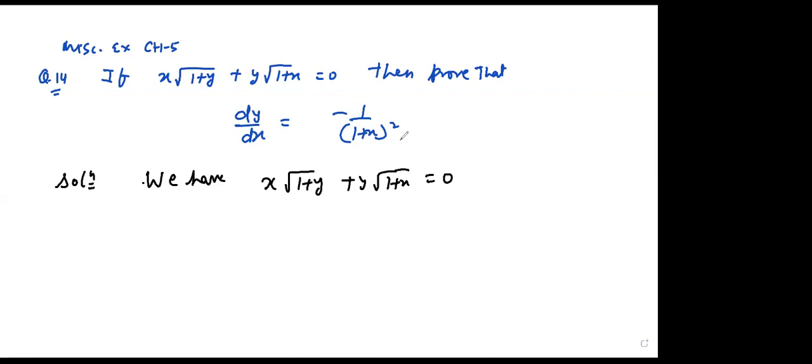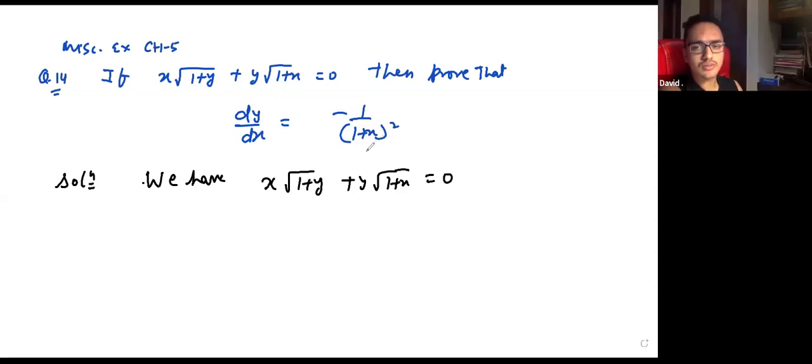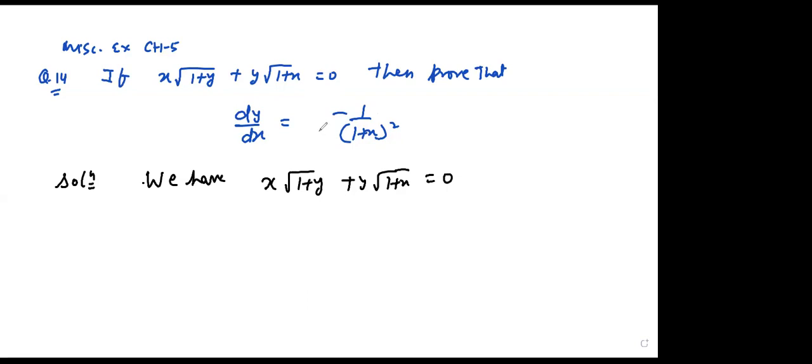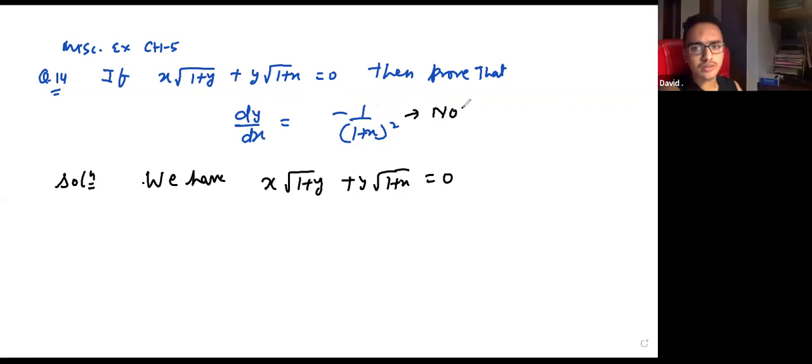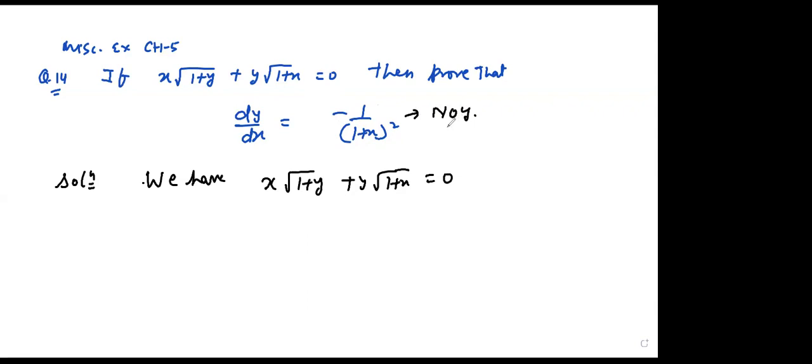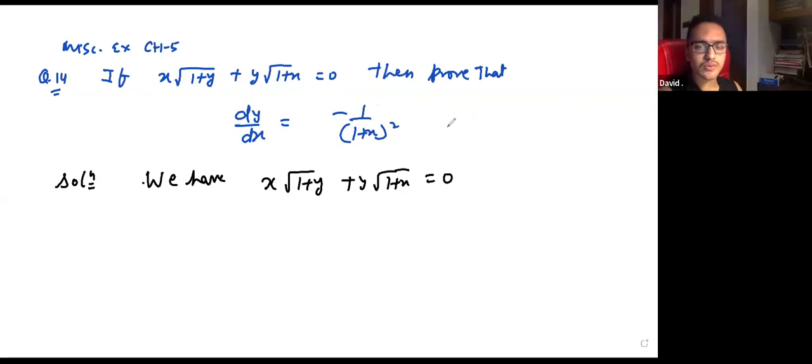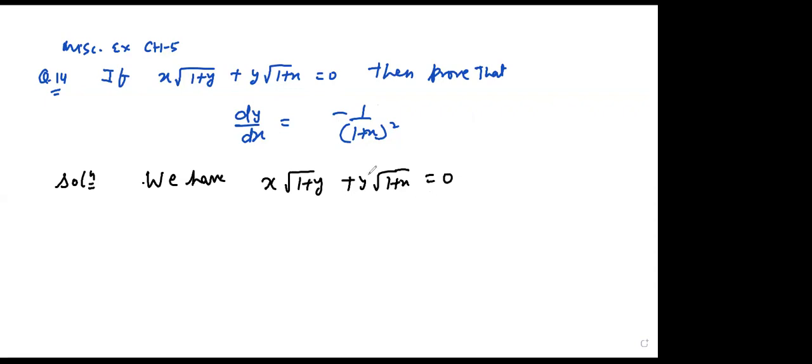Because when we have to prove something, that means we have to find the answer as given. So if we observe carefully, we see that dy by dx is a function of x. There is no y here. What does it mean? It means we have to separate y from x. Can we separate y from x from here?